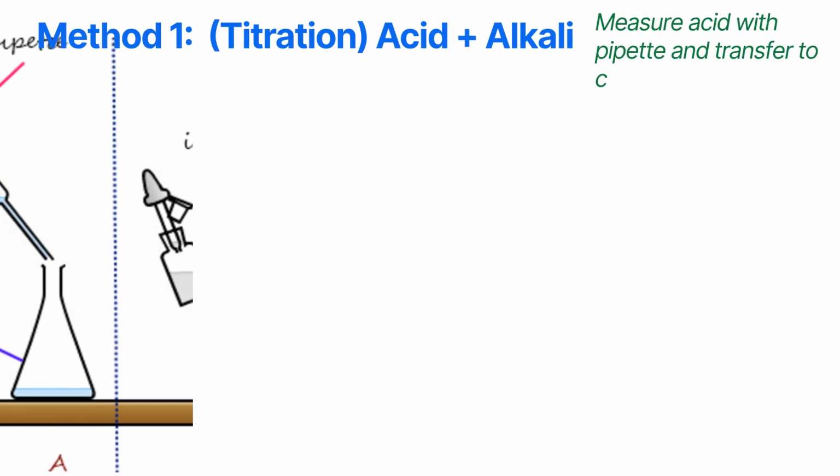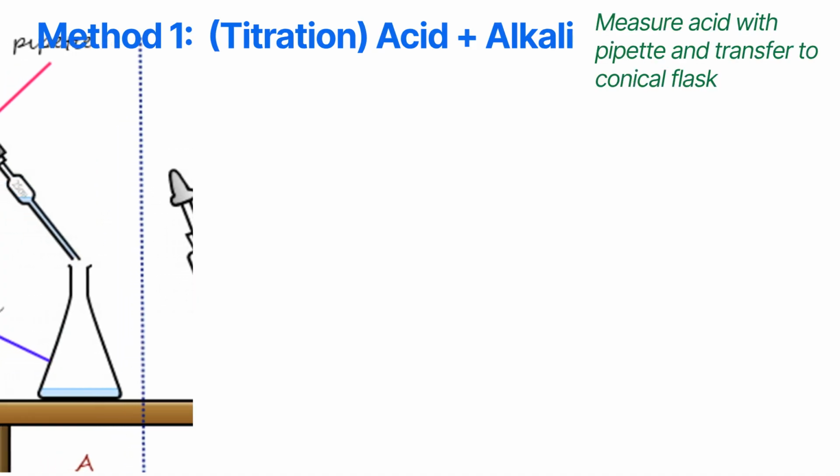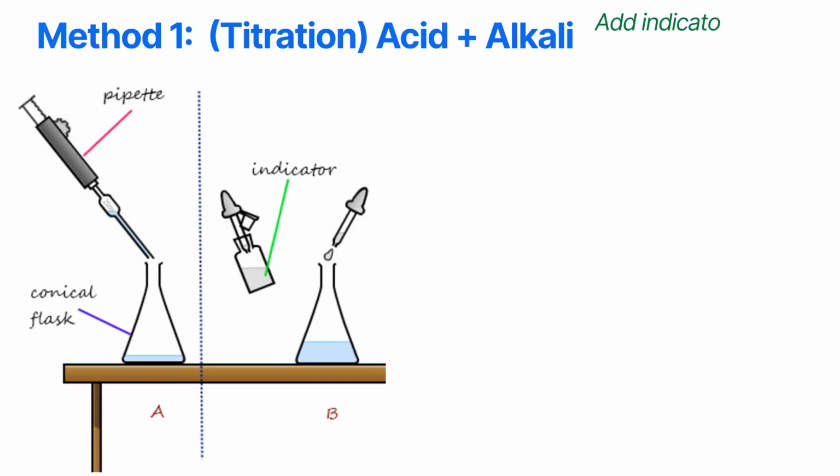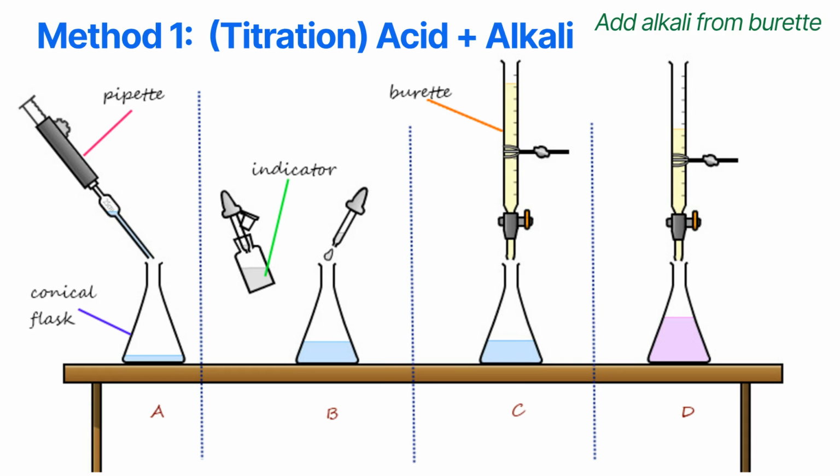The first step is to accurately measure a known volume of acid using a pipette and transfer it to a conical flask. Next, a few drops of an indicator, such as phenolphthalein, are added to the acid in the conical flask. The alkali is slowly added from a burette until the indicator changes color. This color change signals that the acid has been completely neutralized.